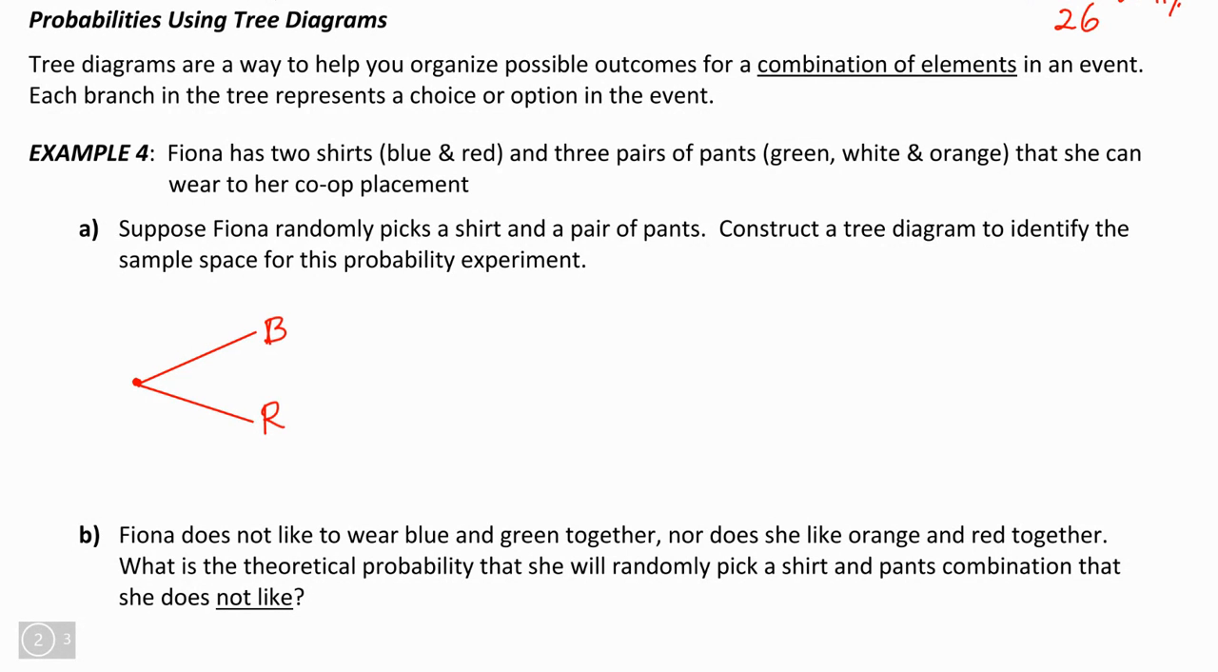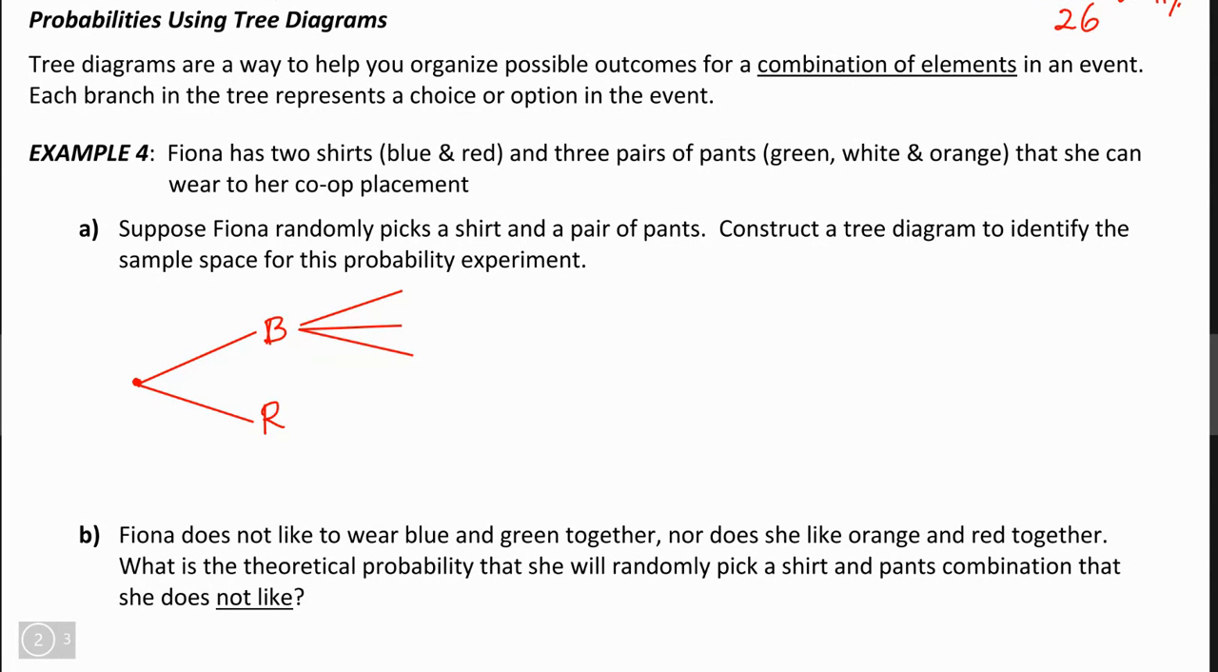Now, if Fiona chooses to do a blue shirt, okay, then what kind of pants can she pick? So she has 3 choices for the pants. So she's going to have a choice to pick a green pant, a white pant, or an orange pant. Okay, so what are the outcomes? Well, she can wear blue shirt, green pants, blue shirt, white pants, blue shirt, orange pants.